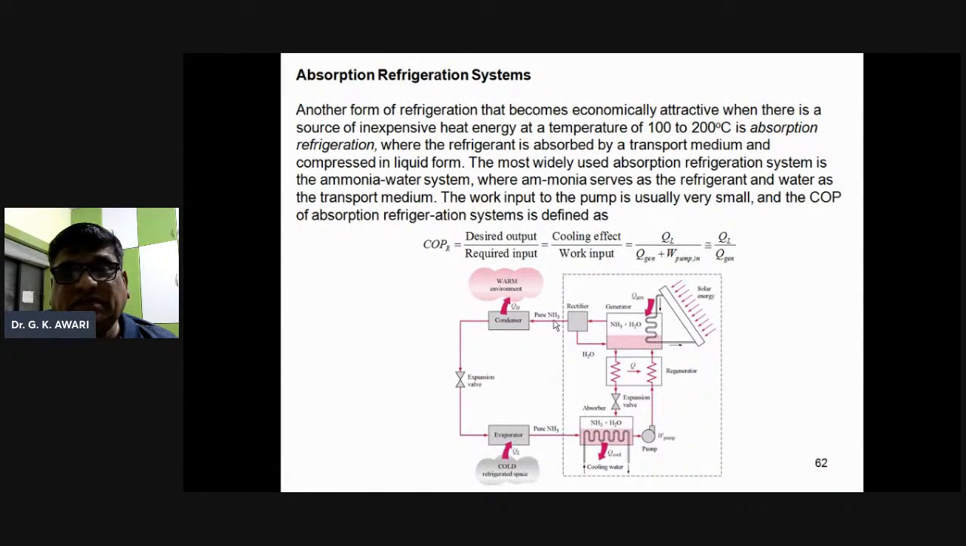Absorption refrigeration systems: we have studied the absorption refrigeration system, and in this case we can even make use of non-conventional energy sources like solar energy, or if heat is readily available in the industry, then that heat can be utilized by installing an absorption refrigeration system. The COP of the refrigeration system is desired output divided by required input, so it is given by QL divided by Q generator.